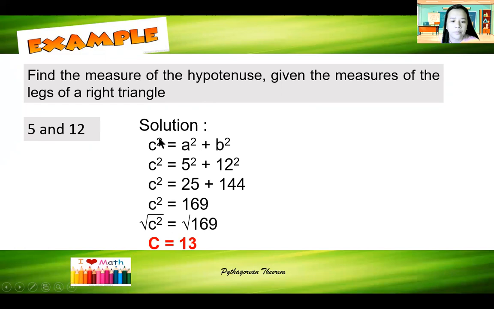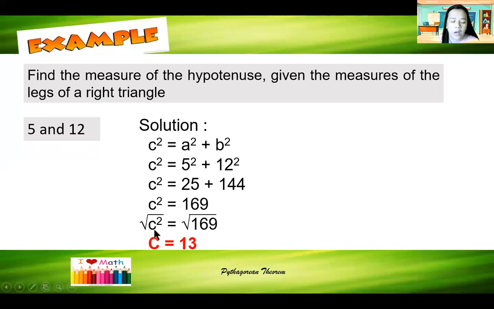So you have the solution. Still, you have the formula. You have c squared is equal to a squared plus b squared. Substitute the legs. You have 5 and you have 12. So you have 5 squared, you have 25. 12 times 12 is 144. 25 plus 144, you have 169.